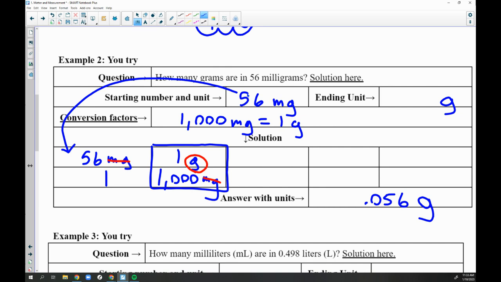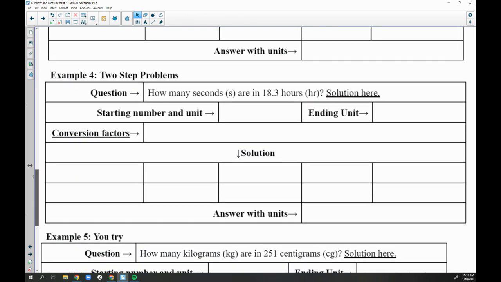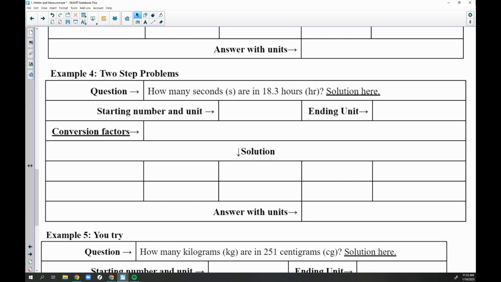Any questions about that one? So these two examples that we've looked at are one-step conversion problems because we multiplied by 1 conversion factor, but we are going to see 2 and eventually even 3-step problems. So I'm going to do one example of that with you guys now. So if you would skip ahead to example 4, this is a little bit trickier.